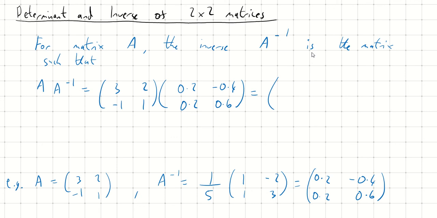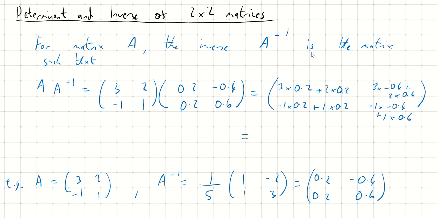So we're going to do the first row multiplied by the first column. So we get 3 times 0.2 plus 2 times 0.2. Then we get 3 times minus 0.4 plus 2 times 0.6. Then down here we get minus 1 times 0.2 plus 1 times 0.2, and we get minus 1 times minus 0.4 plus 1 times 0.6. Okay, let's work out this.